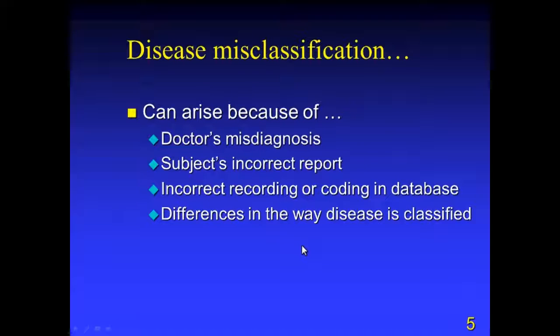So, before I illustrate non-differential misclassification, let's first talk about the sources of disease misclassification. There are various ways that can occur. Doctors' misdiagnosis, or if you're simply asking a person to report what conditions they've been diagnosed with, that may be incorrect. The database may be incorrect, maybe some misrecording or miscoding. Also, there are differences in the way some diseases are classified, and you may mix things up in that way.